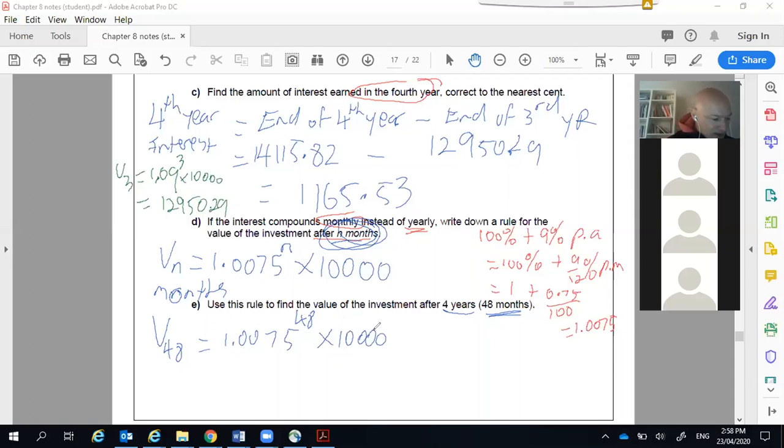Okay, let me work that out. 1.0075 to the power of 48. Make sure you press the right arrow if you're doing this, so the rest of the terms will be in the power, times 10,000. And I get $14,314.05. Any questions on that one? Okay, I'll give you about 10 seconds to finish writing that.